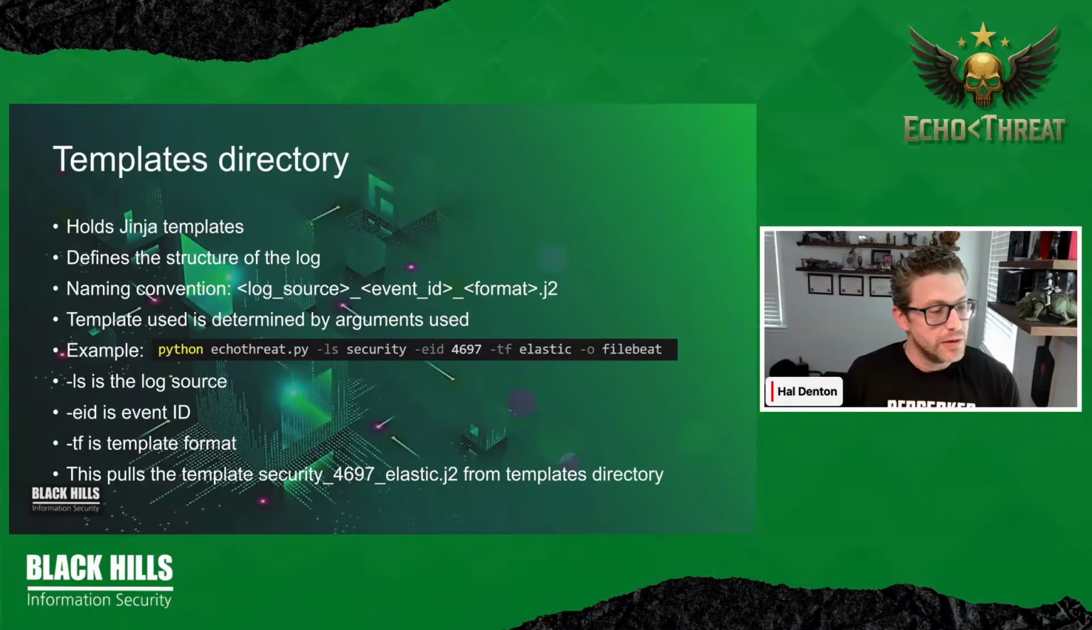EchoThreat.py -ls is our log source, so I'm specifying the security log source. -eid, this is the event ID 4697. -tf, that's the template format. I'm using Elastic. Where am I sending it? Am I sending it to standard out? Am I sending it to a file? Or am I going to send it to my log collector? I'm going to send it to my log collector, Filebeat.